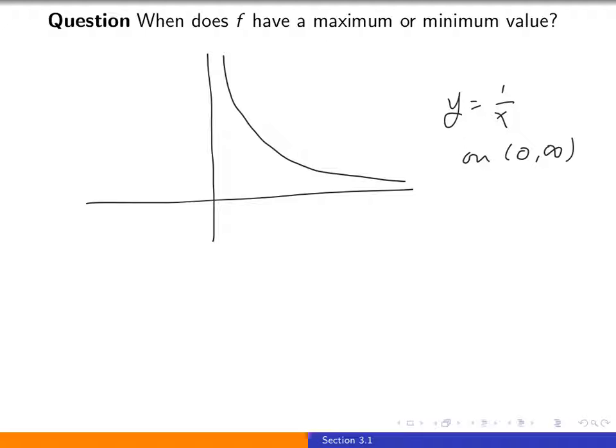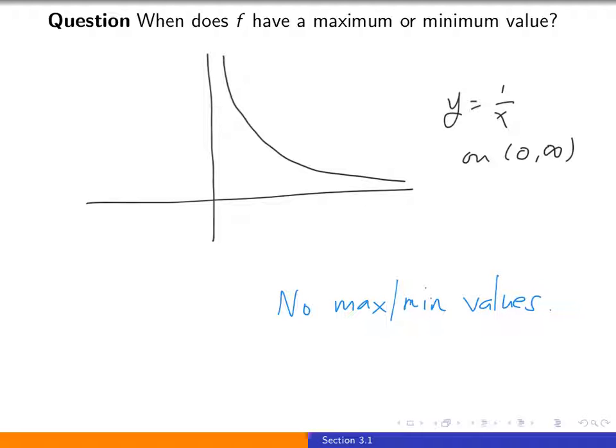You might look at the graph and say, oh, well, the maximum value is infinity and the minimum value is 0. But the problem is you need to have inputs that correspond to those outputs. There is no input that will give us an output of infinity. That's not a number. And there is no input that will give us an output of 0. So in this case, we would say no maximum or minimum values.